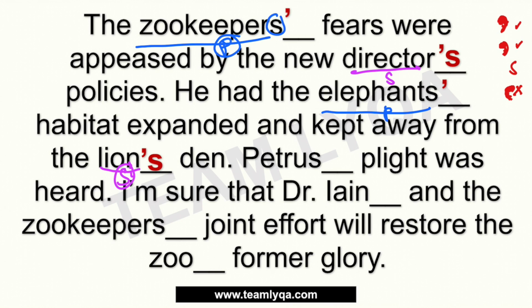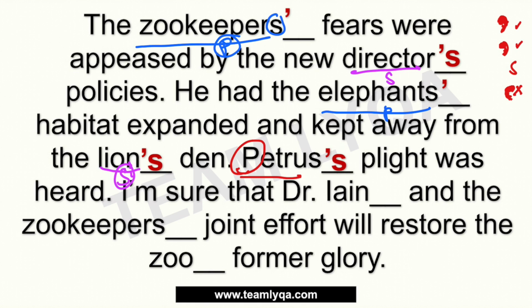Yung next one, ito na yung medyo tricky na part, Petrus' plight was heard. Okay, so si Petrus would be a name. This is a proper name dahil meron tayong capital P dyan. At siya ay isa lang. So, ibig sabihin, singular yan. Ang rule natin, again, for singular proper nouns na nag-end sa S, you can either use apostrophe S or, actually, technically, pwede rin naman na apostrophe lang.